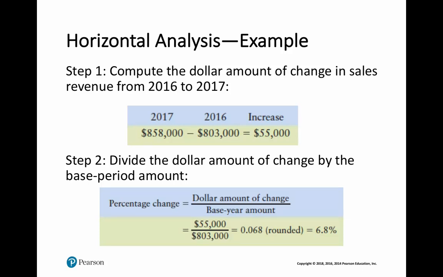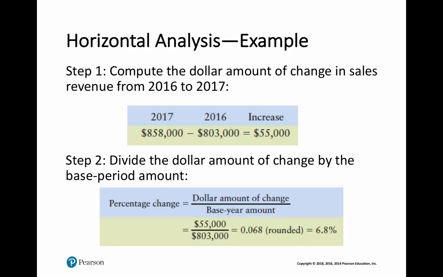So were we above or were we below our base year? So in 2017, we had $858,000 of revenue. 2016, $803,000. So we had an increase there of $55,000. So we have the year we're trying to compare minus that base year, because that base year is what's going to tell us were we above or below that base. So we had a $55,000 increase.